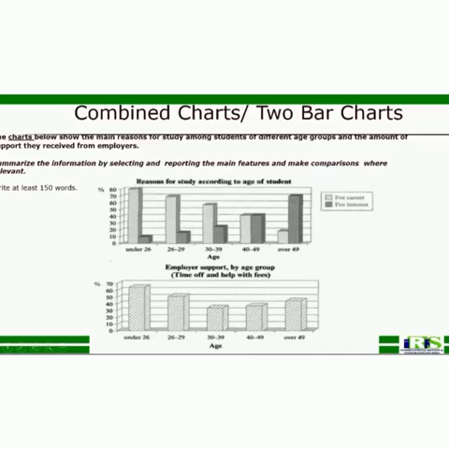So let's see. This first illustration says reasons for study according to age of student. The second bar chart says employer support by age group. Do they have the same subject? Do they measure the same thing? No. Okay. So that's your first red flag. If they don't talk about the same thing, most likely you will have to describe them separately later on.